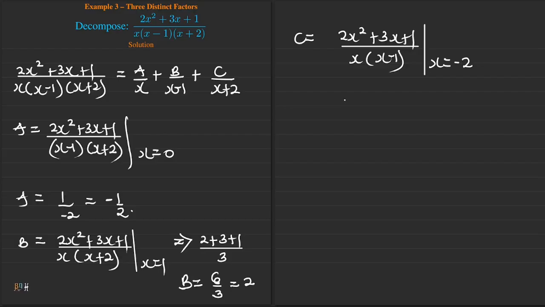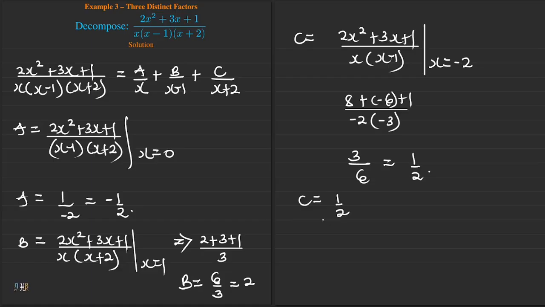Hence, we have 2 times negative 2 squared. That gives us 2 times 4, which is 8. Then plus 2 times negative 2, that gives us negative 6. Then plus 1, all over negative 2 into bracket negative 3. So we have 8 minus 6, which gives us 2. 2 plus 1 gives us 3. So we have 3 over negative 2 times negative 3, which gives us 6. This simplified gives us 1 over 2. So we can then say our c is equal to 1 over 2.